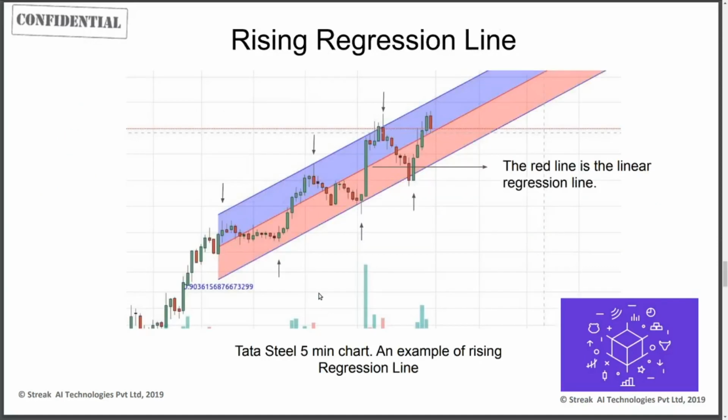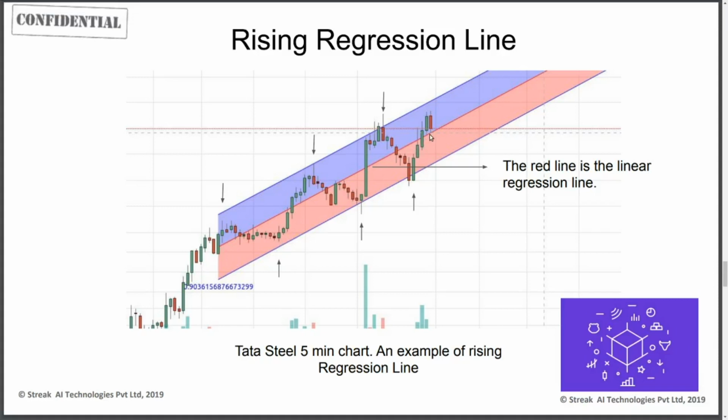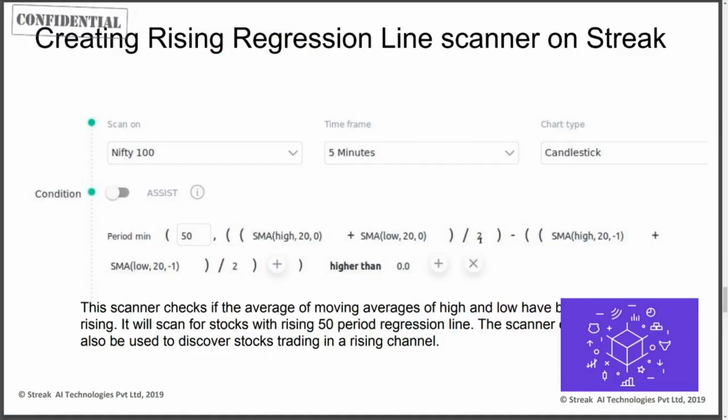Okay, so this is how a rising regression line looks. The center line, if you see here, is the regression line, which is basically the linear regression line, and the top and bottom parts are the bands. This line best represents the price trend or price movement. Now, this is a Tata Steel 5-minute chart example of a rising regression line. So let's look at how we can create it in the Streak scanner.